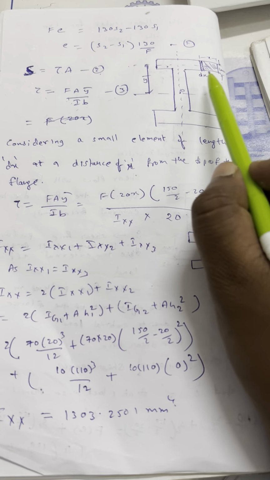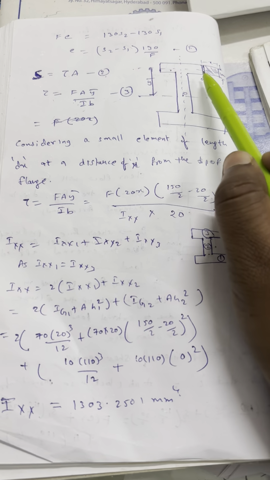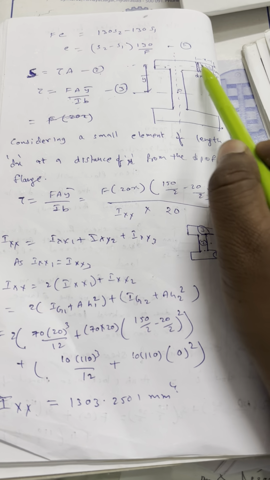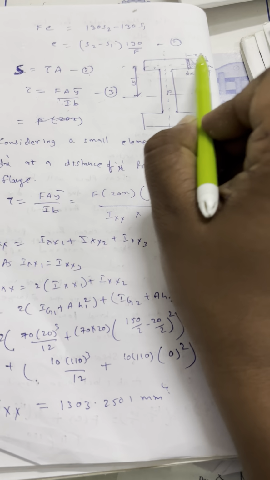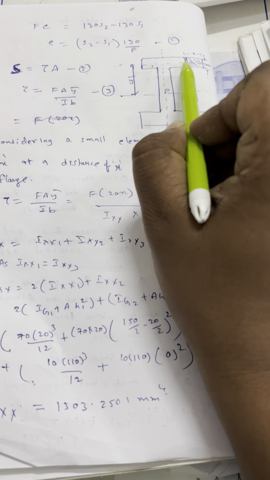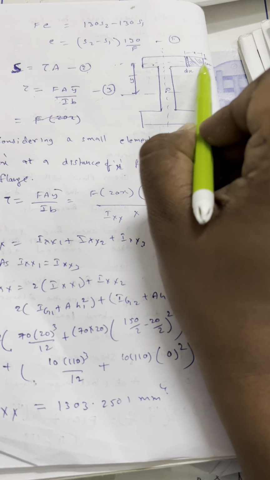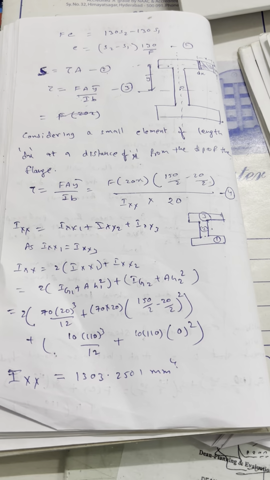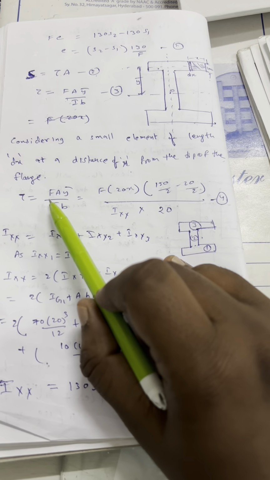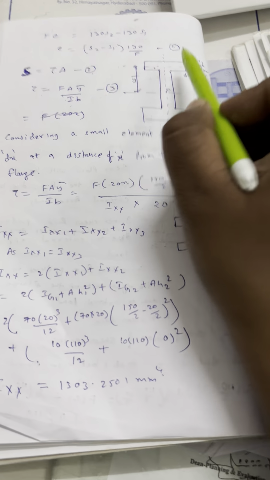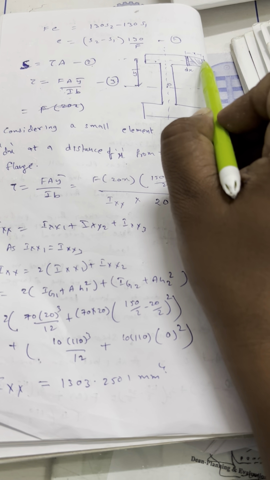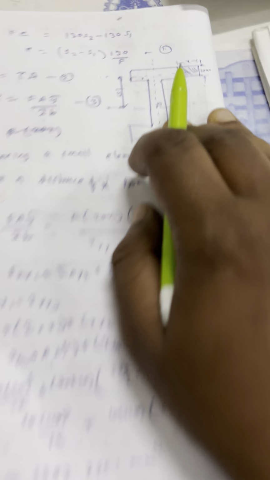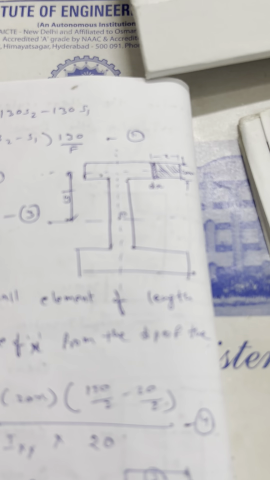Now we are considering a small element of length dx at a distance of x from the tip of the flange. dA is its area, and A is the area of this shaded region. Now tau equals F A y bar by I B. F as it is. I have written A, this area. What is this area? X into 20, right? This is 20, this is 20.